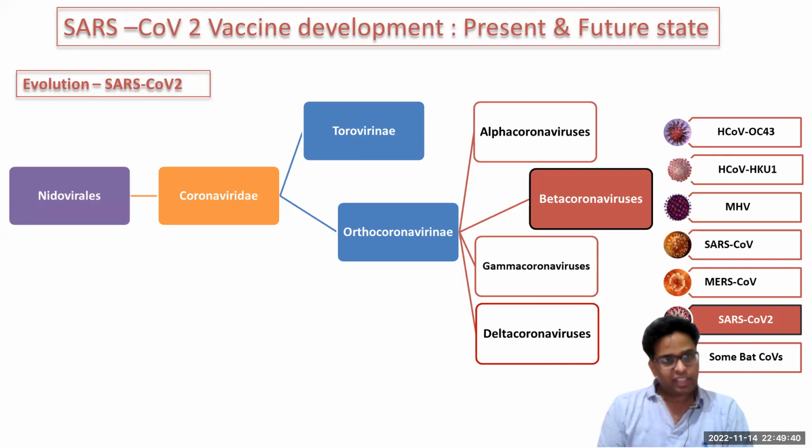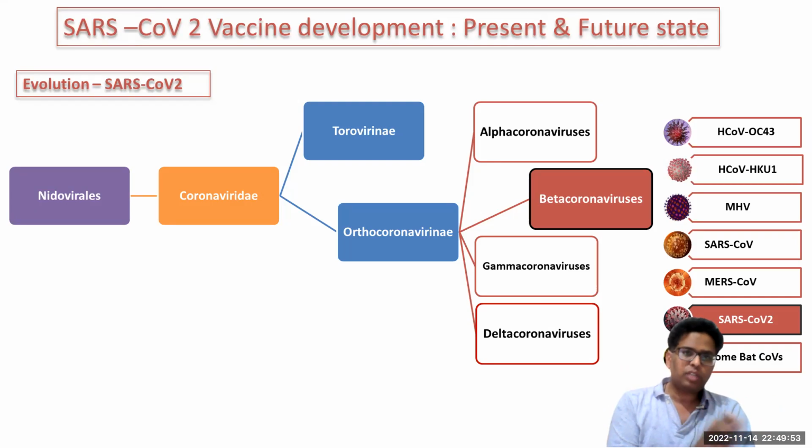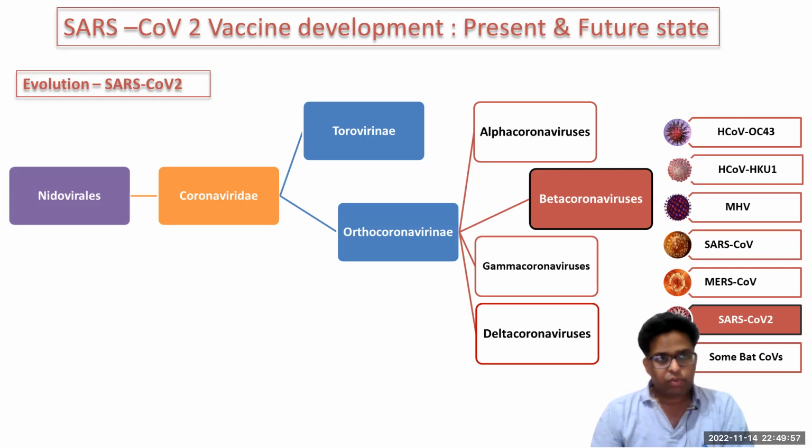So this is the second objective, or we can say the second topic, which is related to SARS-CoV-2 vaccine development. The first one I just gave brief information on. Here I'm focusing on SARS-CoV-2 vaccine development, present and future state. So this is the evolution, how it comes from. I go through beta coronavirus, and from beta coronavirus different types of viruses form, and these are SARS-CoV, MERS-CoV and SARS-CoV-2. These three are the COVID viruses.